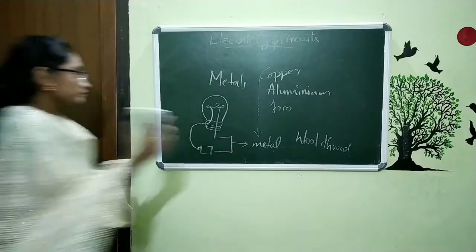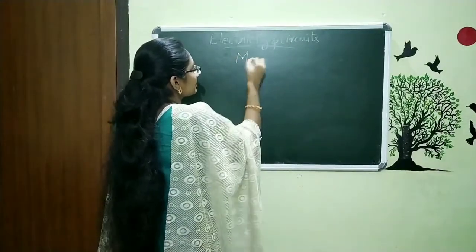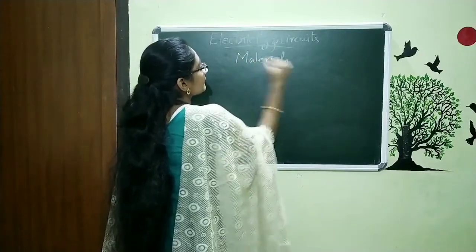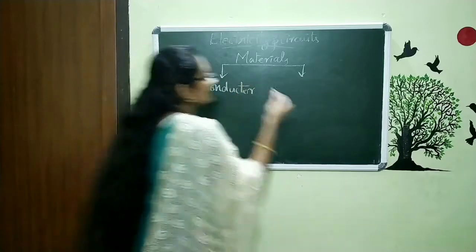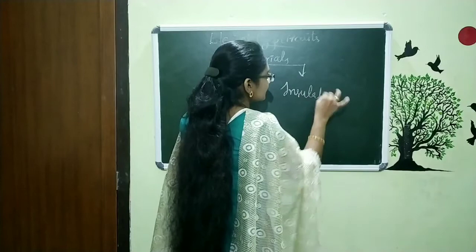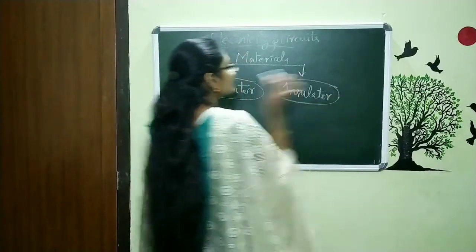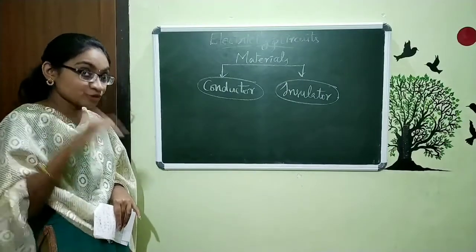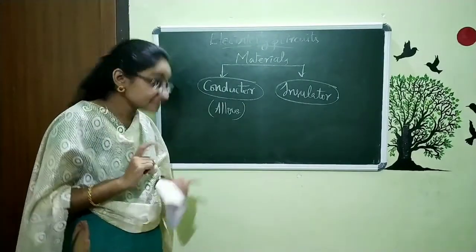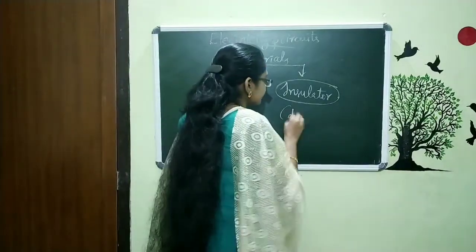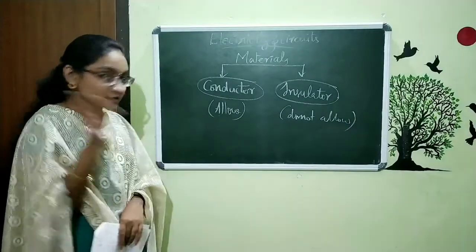That we are going to study. What are the two types of materials? We can classify the materials into two. One is conductor and the second one is insulator. The materials which allow electricity to pass through are called what? Conductors. And the materials which do not allow electricity to pass through are called what? Insulators. So there are two types of materials.